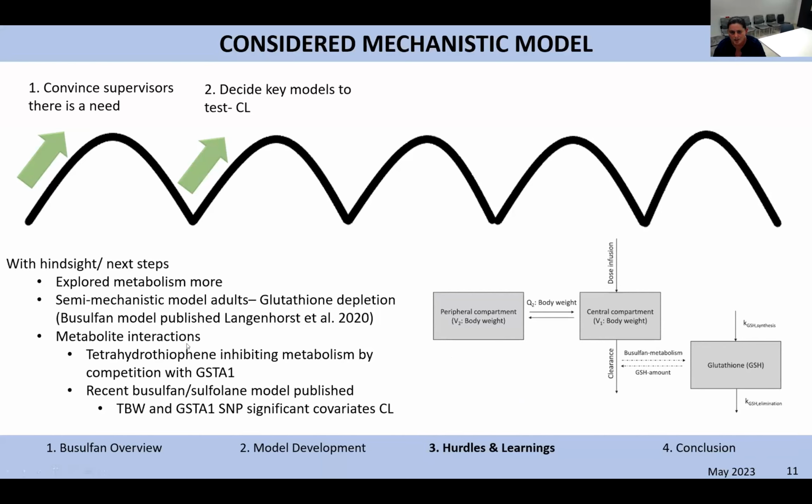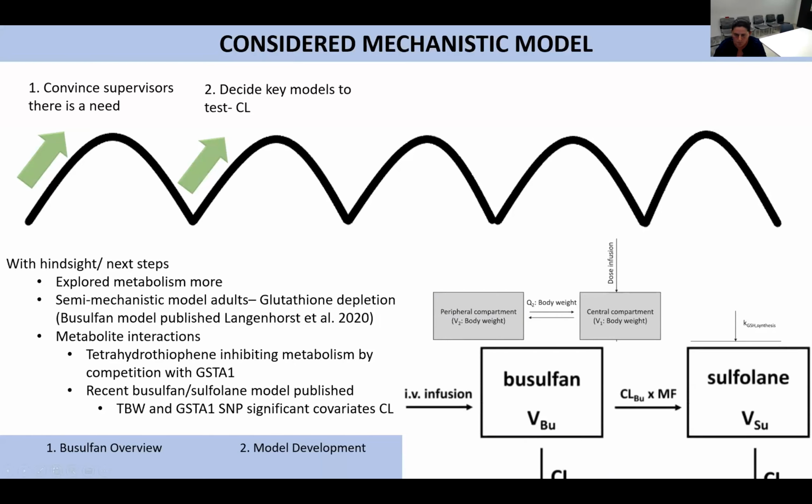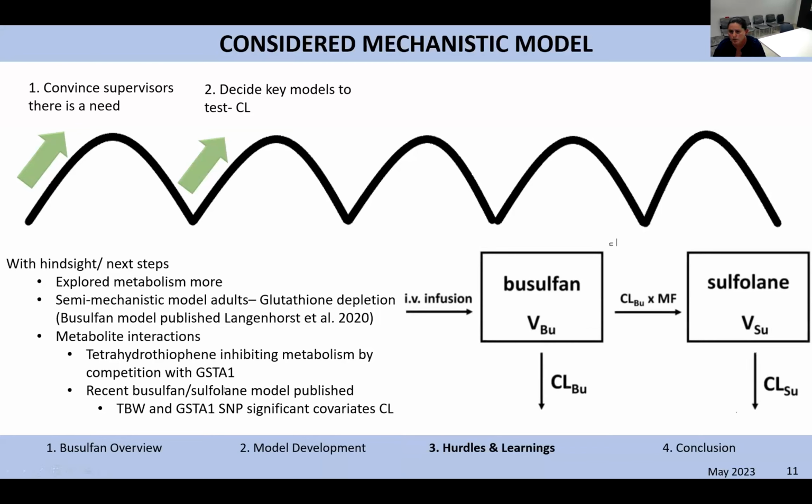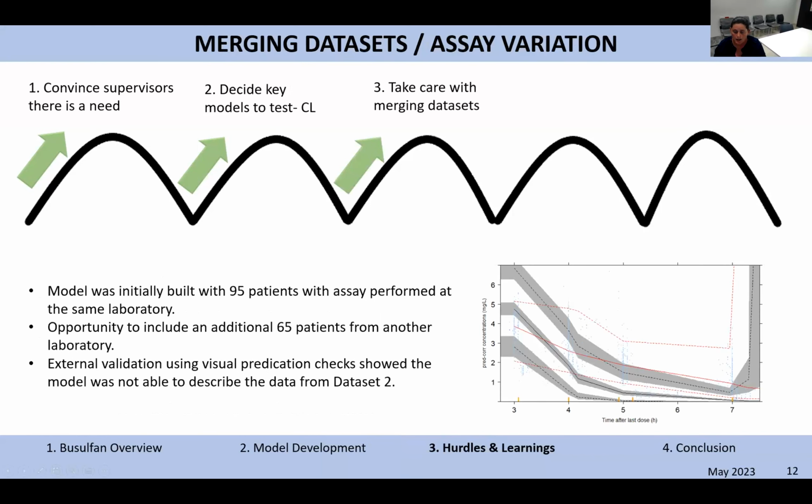The other thing is metabolite interactions. There's increasing evidence that the first metabolite can actually inhibit further metabolism of busulfan through competition with GSTA1. And there was a recent model looking at sulfolane, which is a further down metabolite than tetrahydrothiophene. And it found that GSTA1 was a significant covariate in clearance, as well as sulfolane concentration. So I wish that I had looked at the way busulfan was metabolized, and maybe metabolite concentrations and a more mechanistic model.